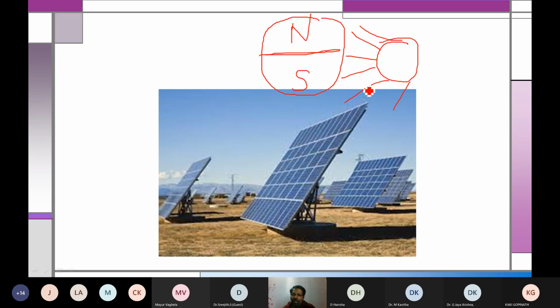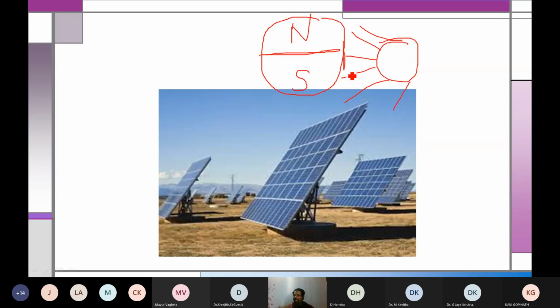Assume that I am keeping a solar panel horizontally near the equator. If you keep a solar panel horizontally at the equator, no issues will happen. The entire radiation will fall on your solar panel because it is falling directly. So the countries near the equator don't need to tilt it. Solar radiation will come directly.